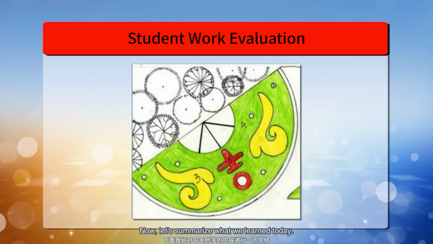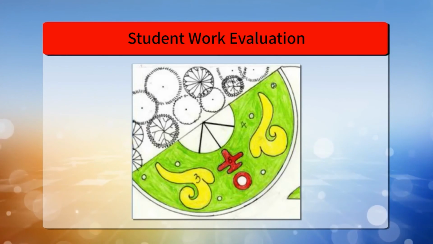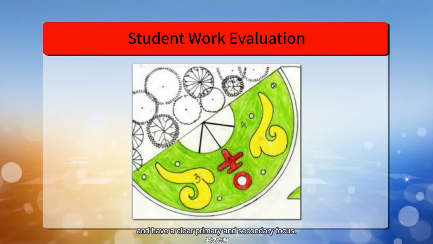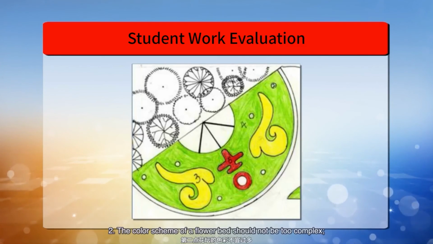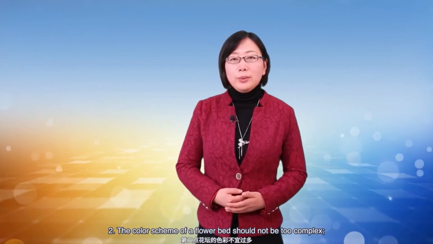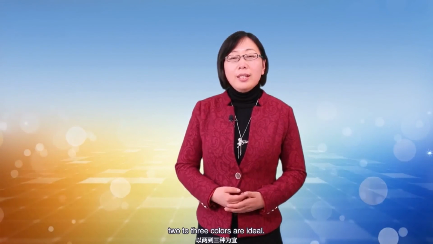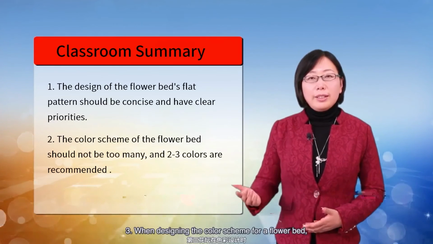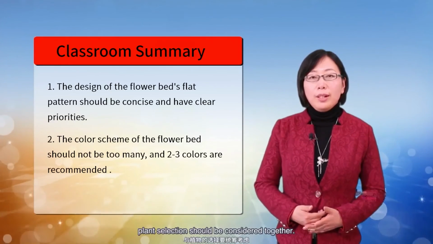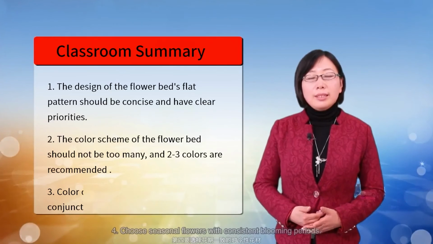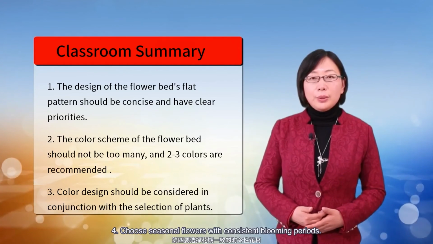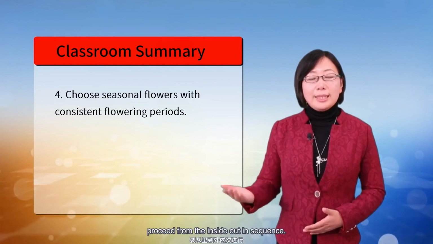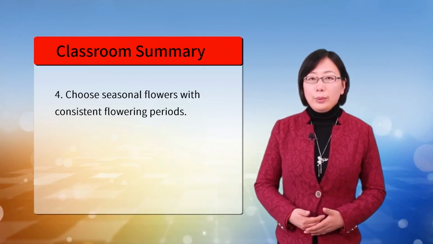Now, let's summarize what we learned today. The pattern of a flower bed should be simple and have a clear primary and secondary focus. The color scheme of a flower bed should not be too complex. 2 to 3 colors are ideal. When designing the color scheme for a flower bed, plant selection should be considered together. Choose seasonal flowers with consistent blooming periods. When numbering plants, proceed from the inside out in sequence.